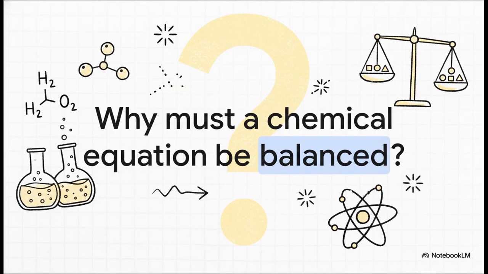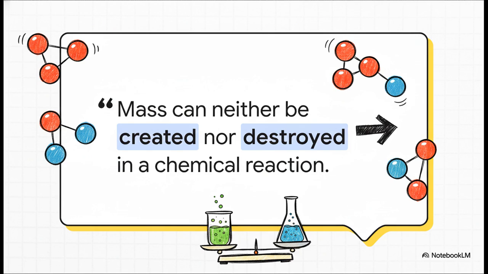And that brings us to a very fundamental question, one that you might get in your exam. Why is it so important that a chemical equation must be balanced? Think about it. What is the basic law of science that this is all about? The answer, of course, is the law of conservation of mass. This law tells us that in any chemical reaction, atoms are not created or destroyed. They are simply rearranged. So the number of atoms of each element has to be the same on the reactant side and on the product side. It's as simple as that.